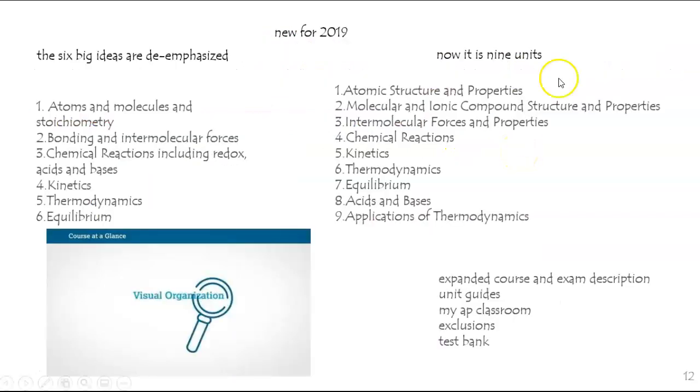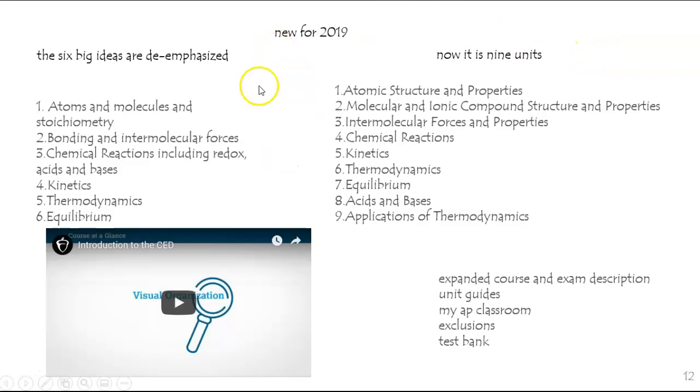And then in 2019, they've gone away from talking about it mostly in terms of 6 big ideas and gone to 9. It's just the same kind of stuff, basically divided up a little bit. But they did greatly expand the course and exam description. They have unit guides. They have a lot of guidance for teachers. They have My AP Classroom, which can cover quite a bit.